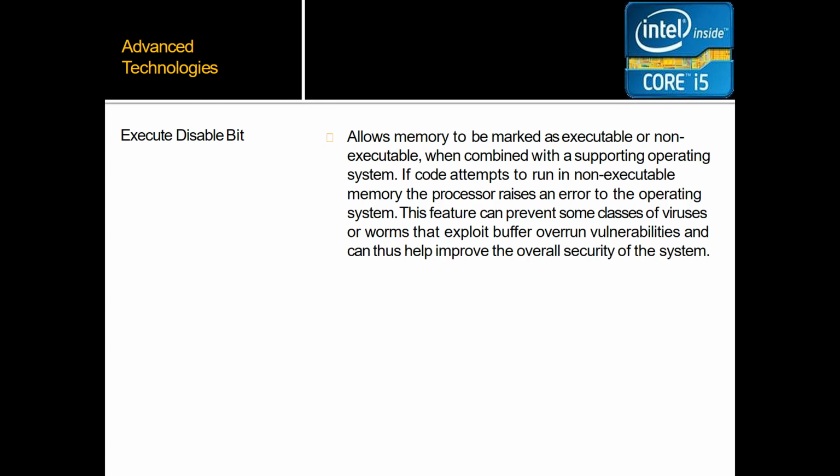The last one is the Execute Disable Bit. This technology allows memory to be marked as executable or non-executable when combined with a supporting operating system. If code attempts to run in non-executable memory, the processor raises an error to the operating system. This feature can prevent some classes of viruses or worms that exploit buffer overrun vulnerabilities and can thus help improve the overall security of the system. This technology basically advances the security of the operating system.